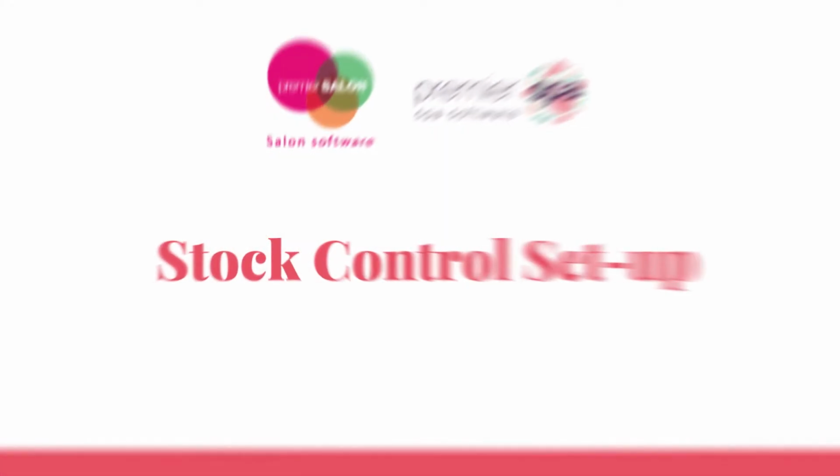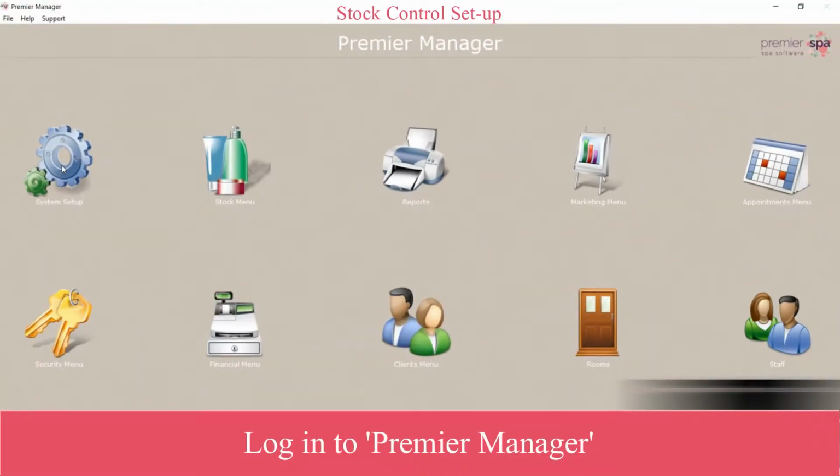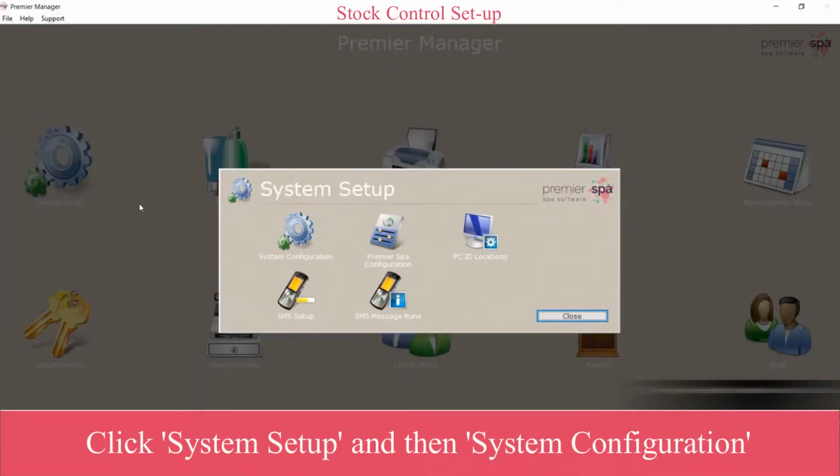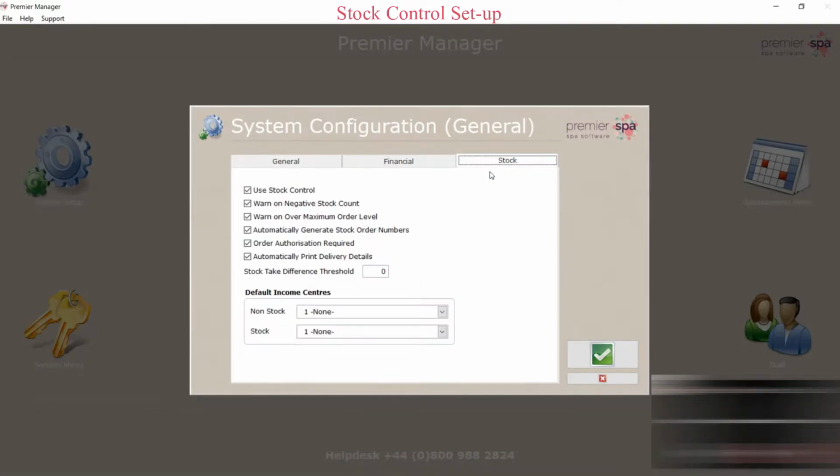Stock Control Setup. To start the setup of your stock control, first log into Premier Manager. Next click System Setup and then head to System Configuration. You'll be greeted with three tabs at the top of the screen. Click the Stock tab. A list of toggleable stock control settings will be presented under the Stock tab. The first of these is Stock Control.